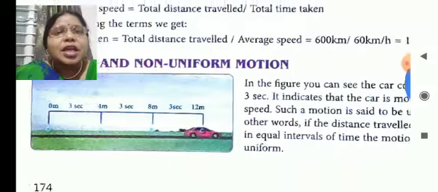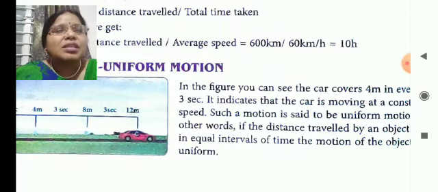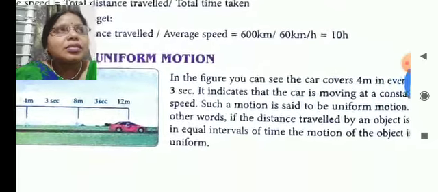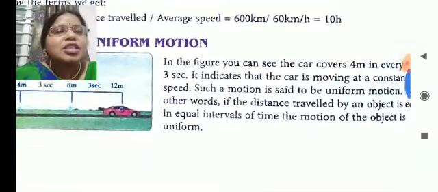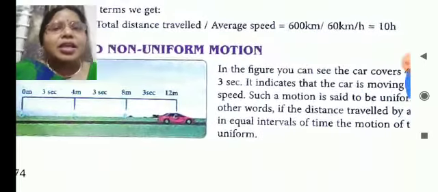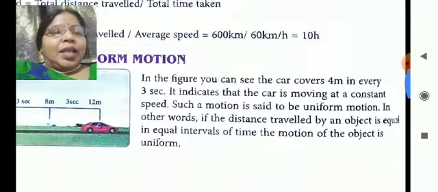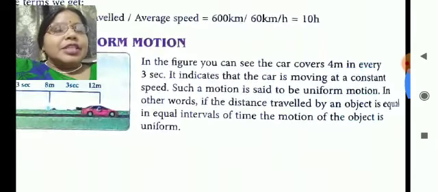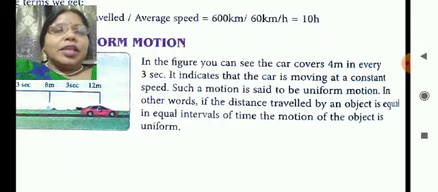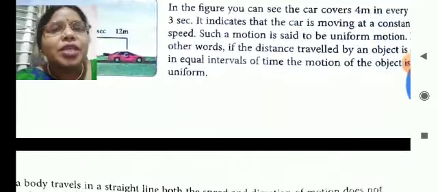Next is uniform and non-uniform motion. As you see here, the object is moving at a constant speed. That means the speed is not changing. If the distance traveled by an object is equal in equal intervals of time, then the motion of the object is known as uniform motion.